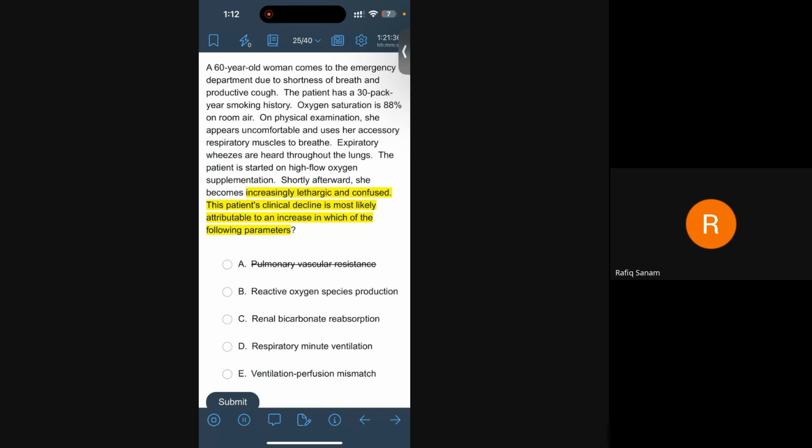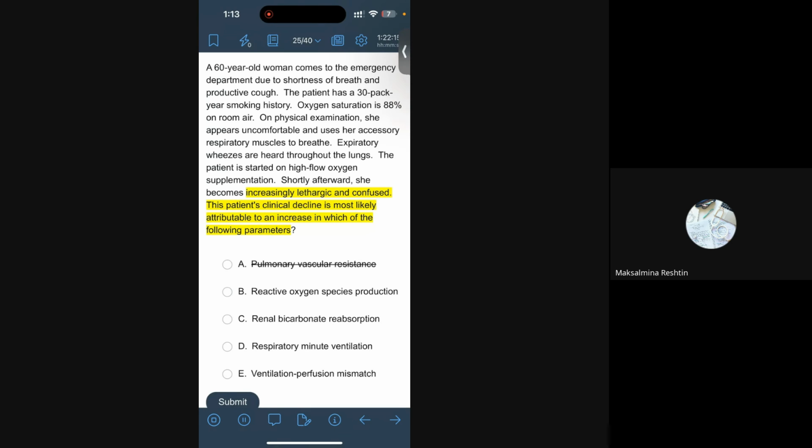Reactive oxygen species production usually takes 24 hours to develop. The damage due to oxygen toxicity takes some time. It can be more harmful in neonates, but it cannot explain the lethargy and confusion in this patient. If it is oxygen toxicity, you will see pleuritic chest pain, cough, dyspnea, substernal heaviness. But the symptoms here are lethargy and confusion.